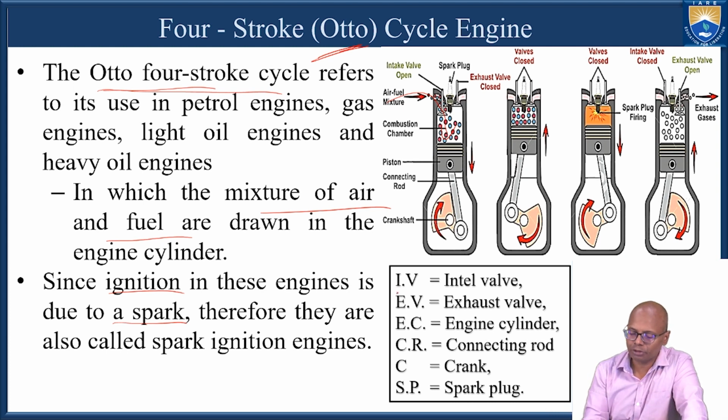And if we see, we have the inlet valve. So this is the inlet valve, this is the exhaust valve, and this is the cylinder of the engine, and this is the crankshaft, and this one is the crank which is rotating like this, and this is the connecting rod which is connecting the crank and the piston, and there is a spark plug. This is the spark plug which gives us the spark at the end of the compression stroke.